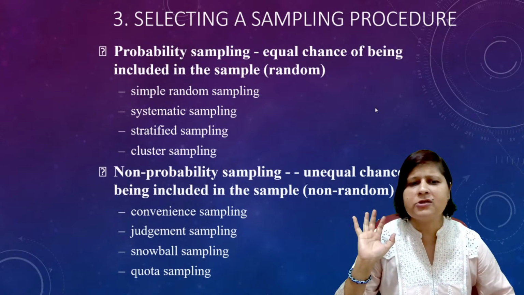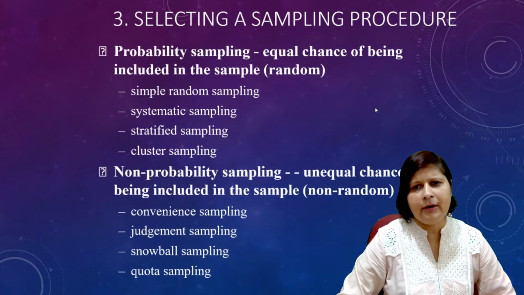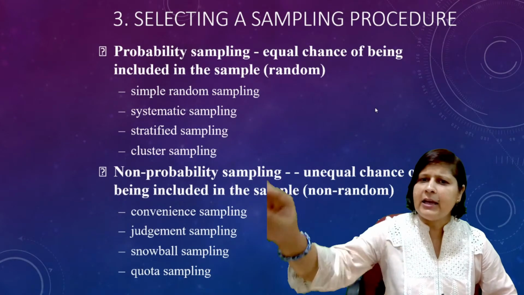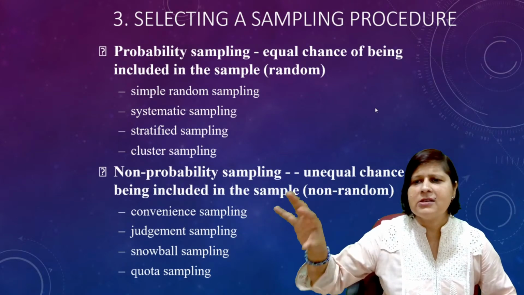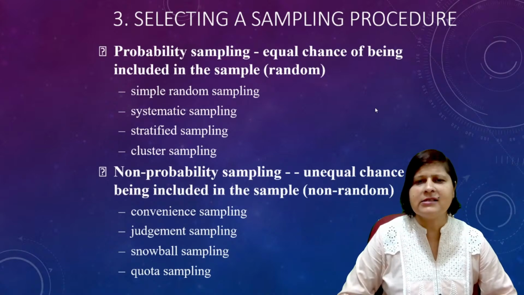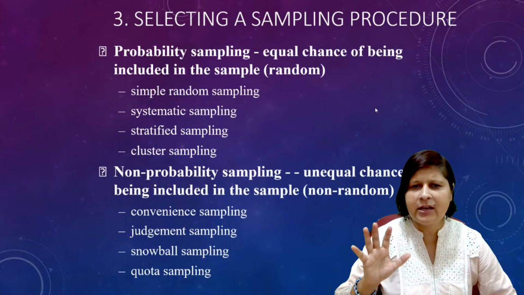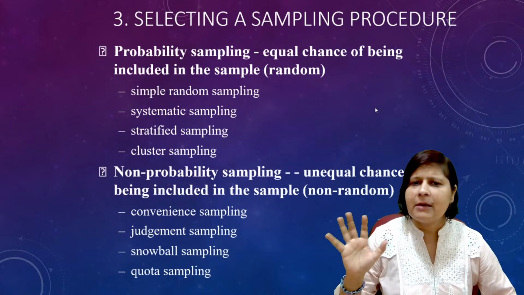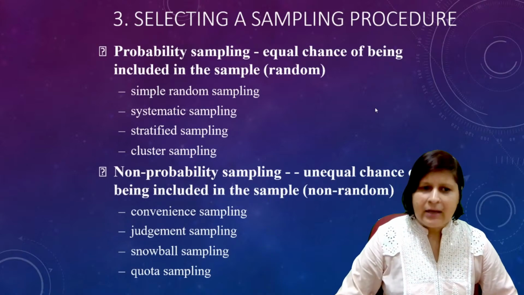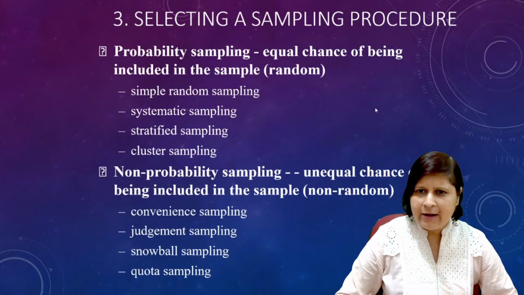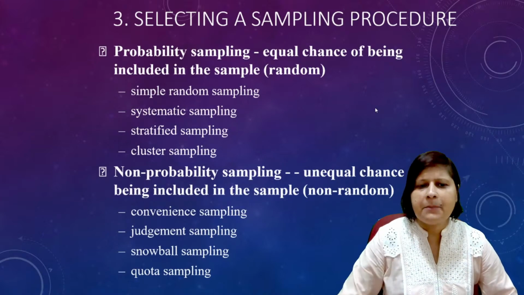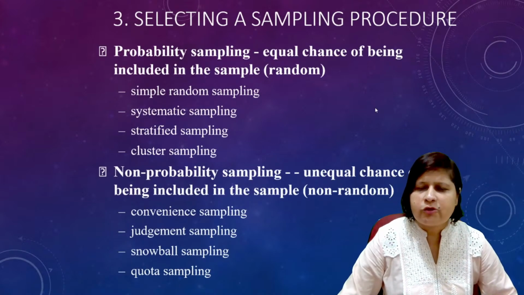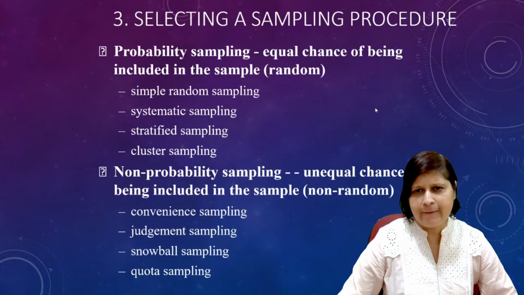There are equal chances of being selected as a sample. I can select A as a sample, B as a sample, or D as a sample, or Z as a sample. The chances of selecting each and every unit as a sample are equal. That is probability sampling. There are four types of probability sampling: simple random sampling, systematic sampling, stratified sampling, and cluster sampling.